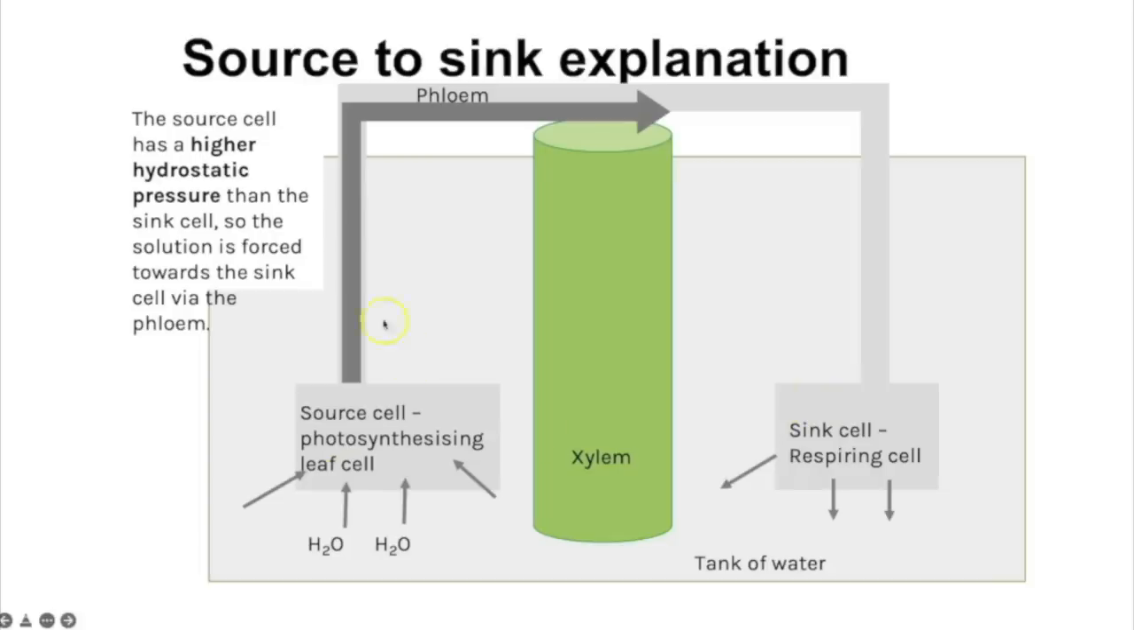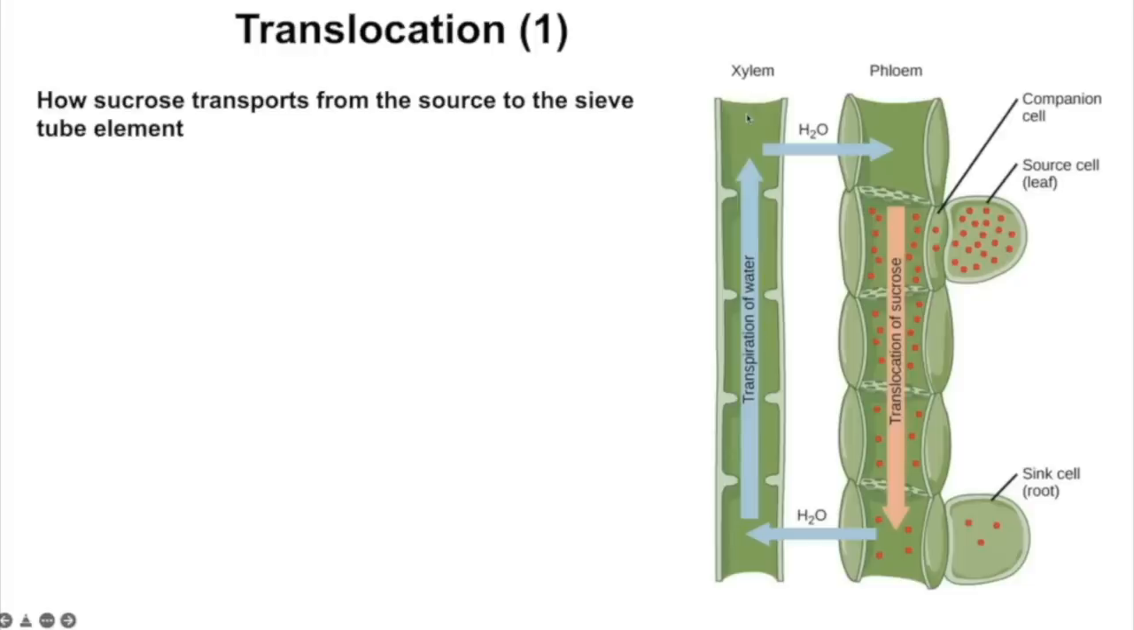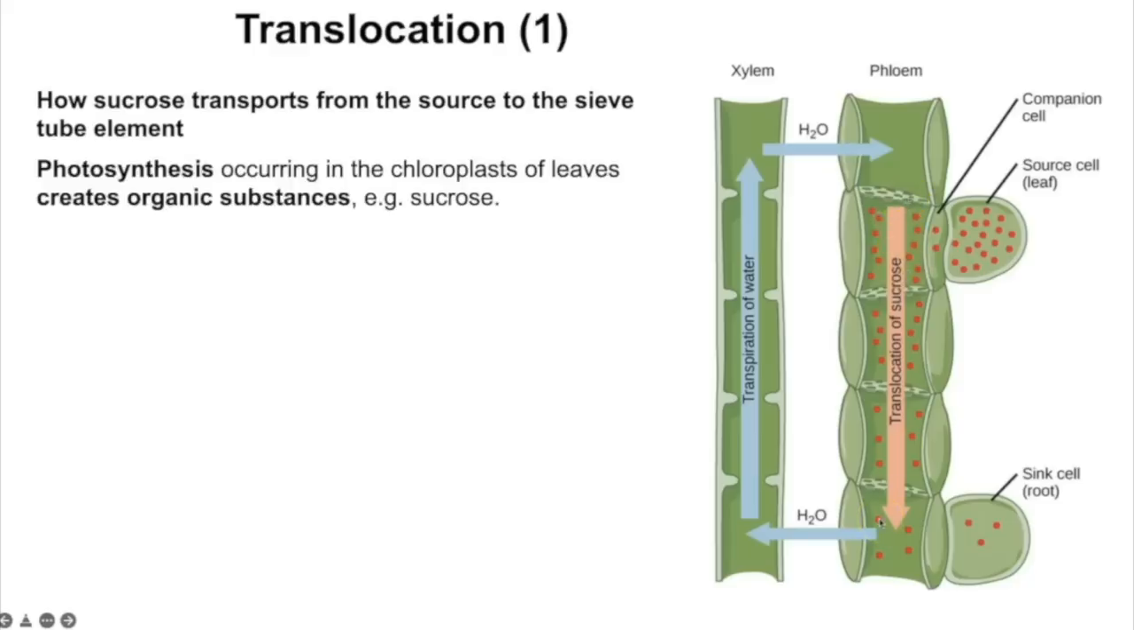And because of those pressure changes, the liquids that are within that source cell will be forced by that high hydrostatic pressure through the xylem all the way to the sink cell. Now, that is part of the story, but also you need to know the translocation steps. So how those sugars within the leaf cell actually make it into the phloem for that pressure then to actually move the liquid along. So photosynthesis is occurring in the chloroplasts, in the leaves, and we're calling those the source cells.